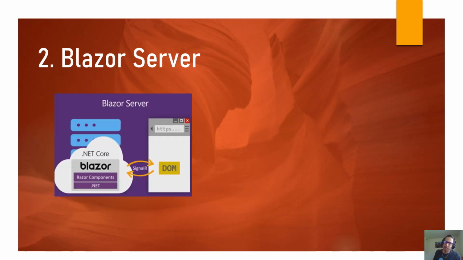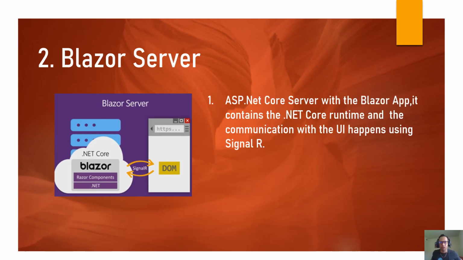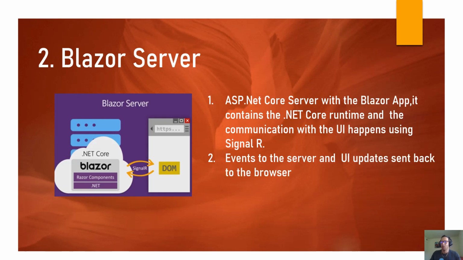So let's talk about Blazor Server. Blazor Server does all the processing on the server, and through a SignalR connection, it sends all the UI updates to the browser. So pretty much Blazor Server is an ASP.NET Core server with the Blazor app, and it contains the .NET Core runtime, and the communication with the UI happens using SignalR. So we can define that as events going to the server and UI updates sent back to the browser.